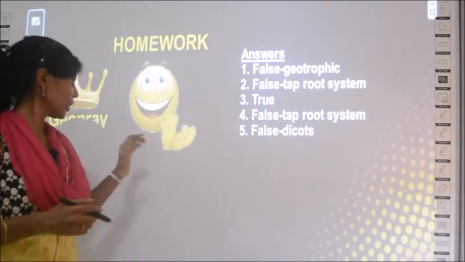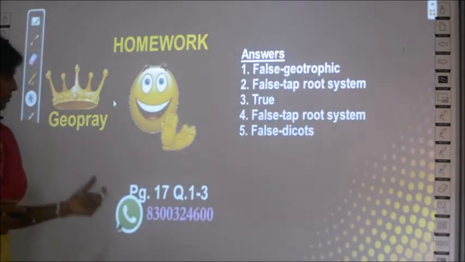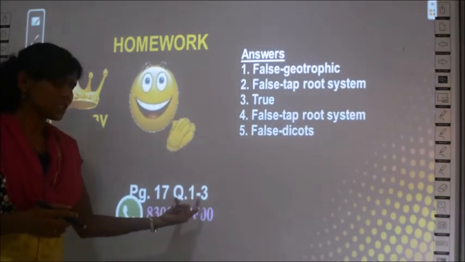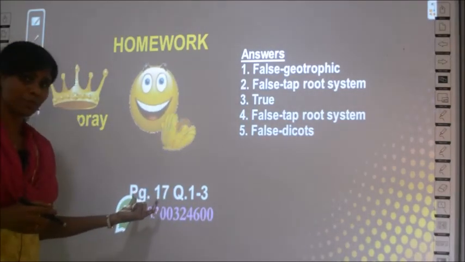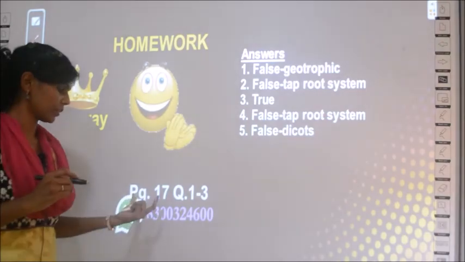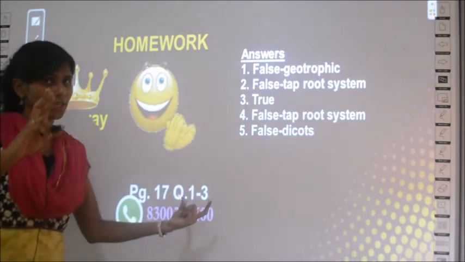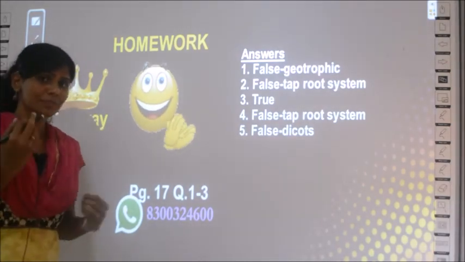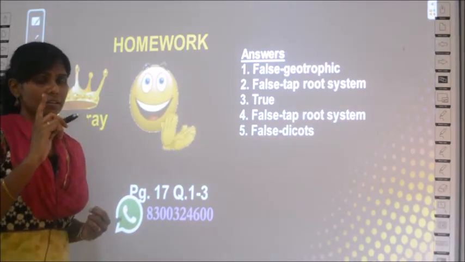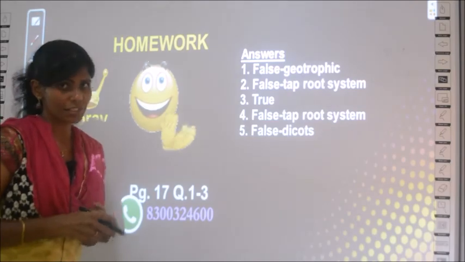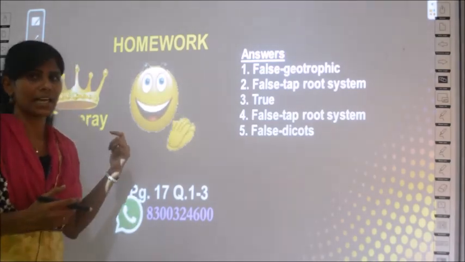Then for today's homework, you are going to complete questions 1 to 3 from your biology textbook, page number 17. And WhatsApp me to this number. So, page number 17, questions 1 to 3, complete it, and the first person who sends me the right answer, I will announce the name in the next class like this.